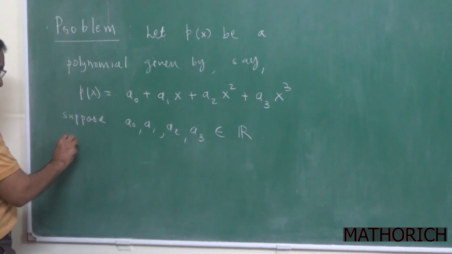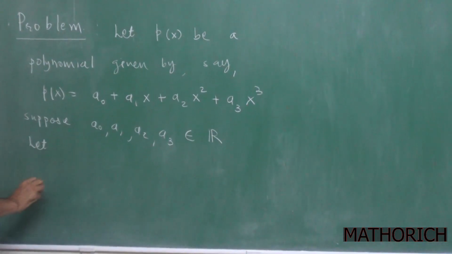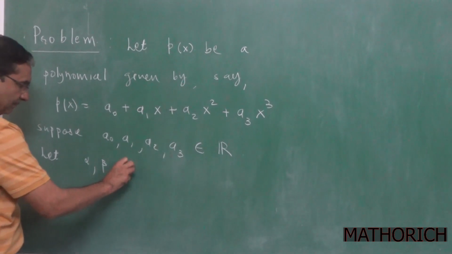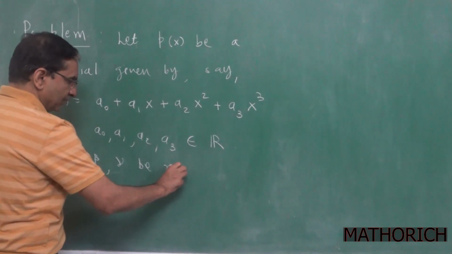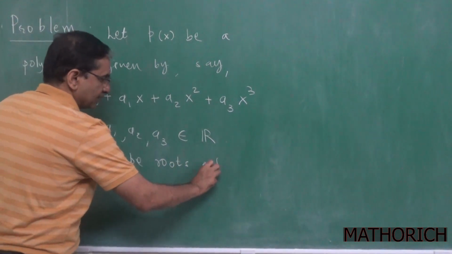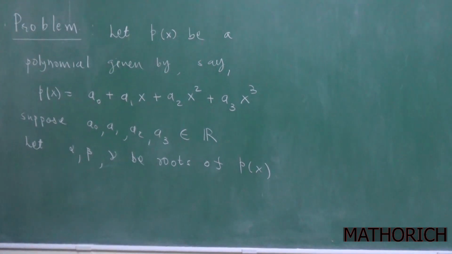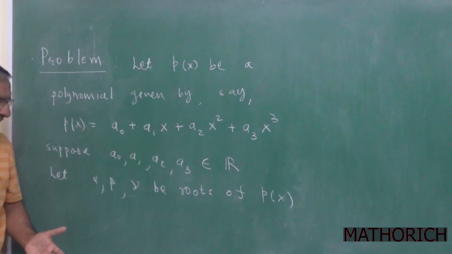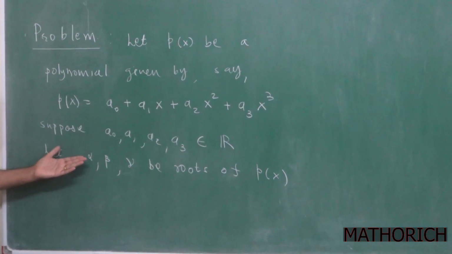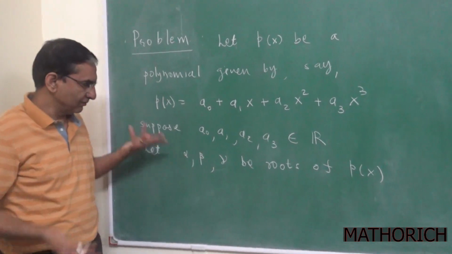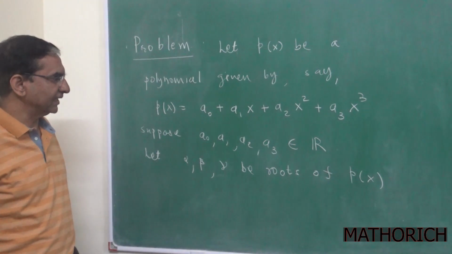Further, let alpha, beta, gamma be roots of P(x). Now the roots would be complex. As all of you know, a polynomial of degree 3 will have 3 roots in the set of complex numbers. So these roots could be whatever, either real or complex, whatever they are.